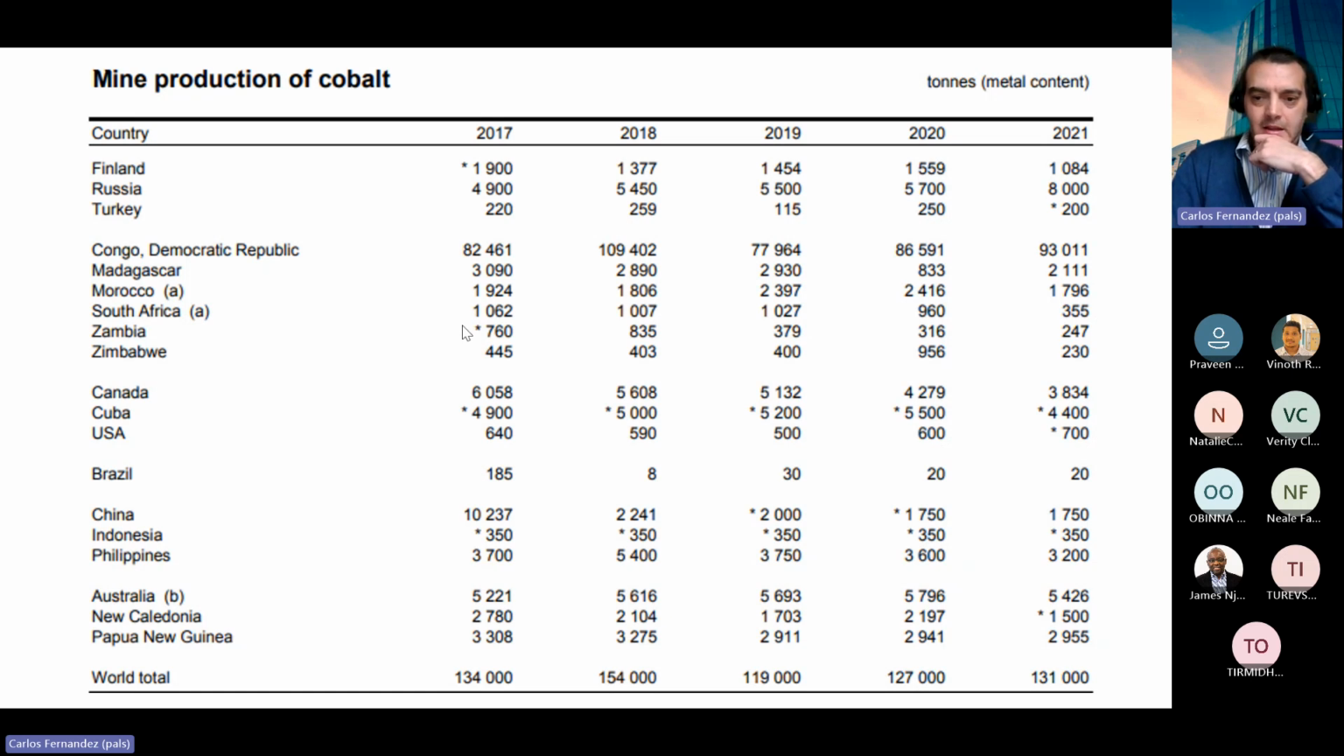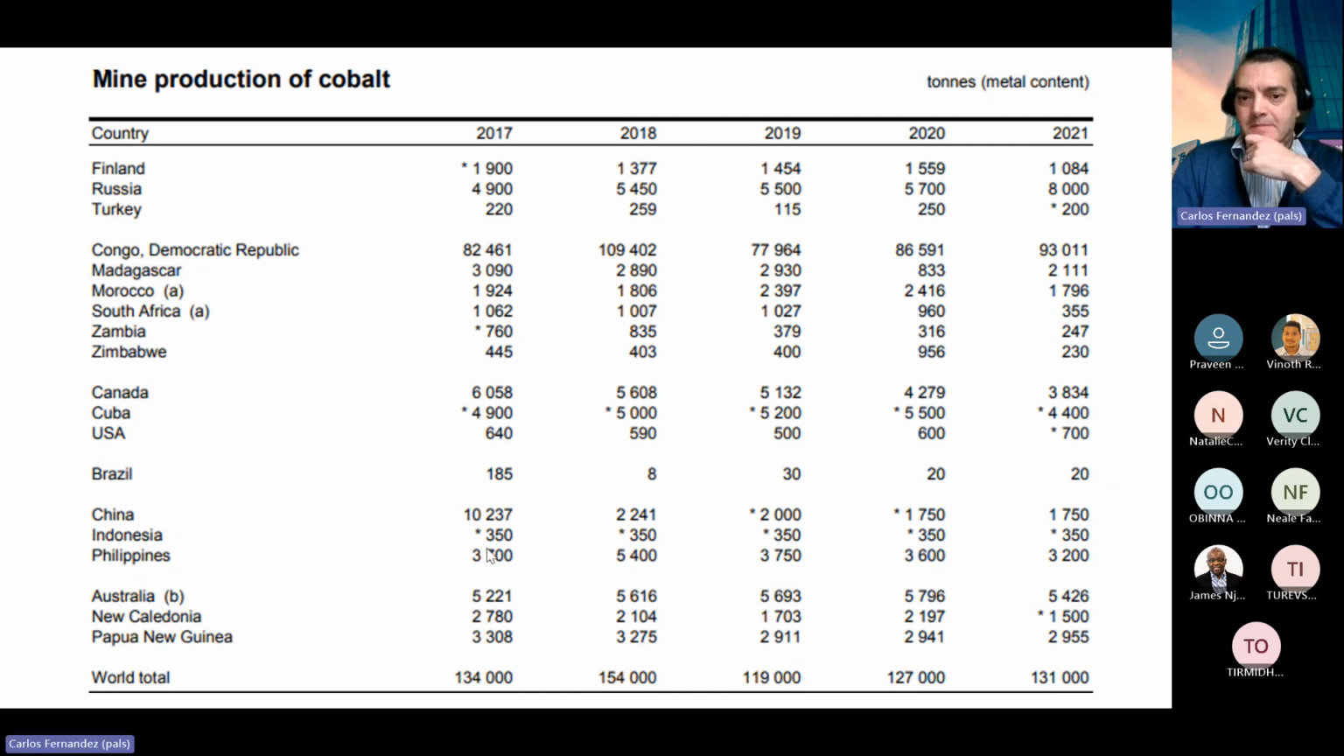So cobalt. As you can see, we have the tonnes of cobalt, metal content, and the countries which produce cobalt. The main producer of cobalt is Congo, the Democratic Republic of Congo. As you can see, it is the massive producer. So for example, in 2021, the world total was 131,000 tons, and only Congo mined 93,000. So that is obviously a very high percentage of the world total.